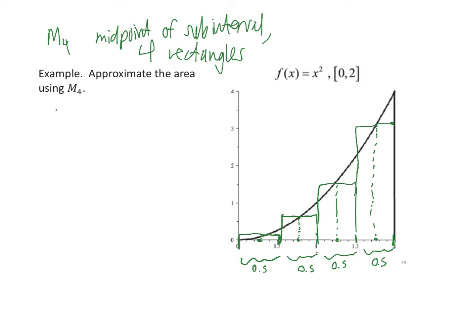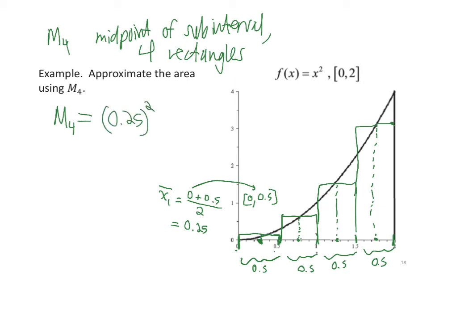So how would I do M4? Well, I'm going to take these heights, but how do I know what these x values are? Well, each subinterval, this is the subinterval 0, 0.5. What's the midpoint of that interval? I'm going to call it x1 bar. It's going to be the average of the left and the right endpoints. So it's 0.25, which makes sense if you look at the picture. 0.25 is exactly halfway between 0 and 0.5. So 0.25 is what I'm going to plug in to my function.